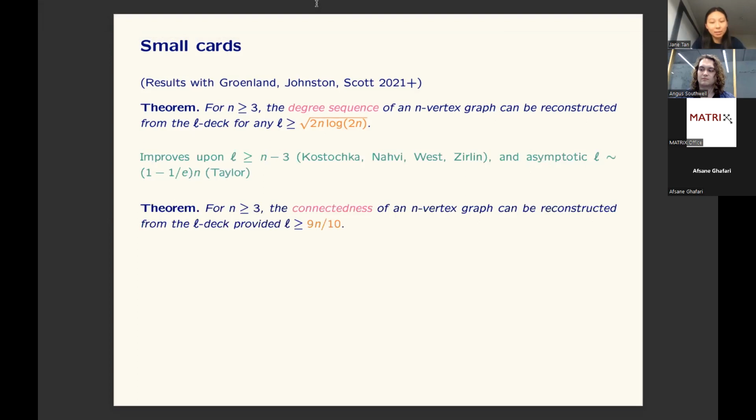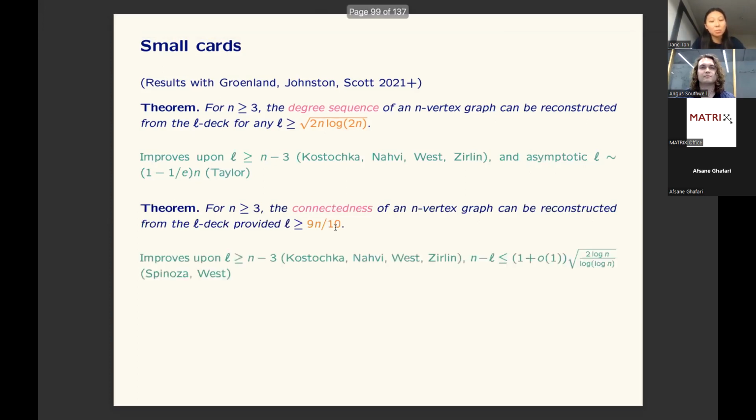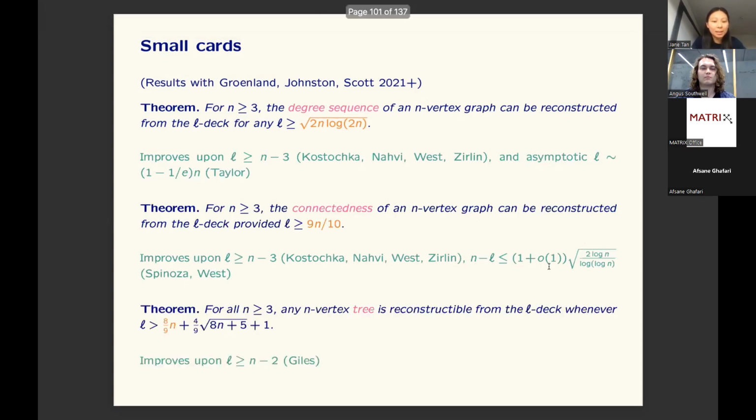For connectedness, we show that this can be reconstructed provided L is at least 9n on 10. So that's really going down to linear, which is an improvement from, again, N-3 from the same authors. And finally, we show that any tree is reconstructible from the L deck whenever L is at least roughly 8/9 n. And that's an improvement from just a constant N-2 from Giles.